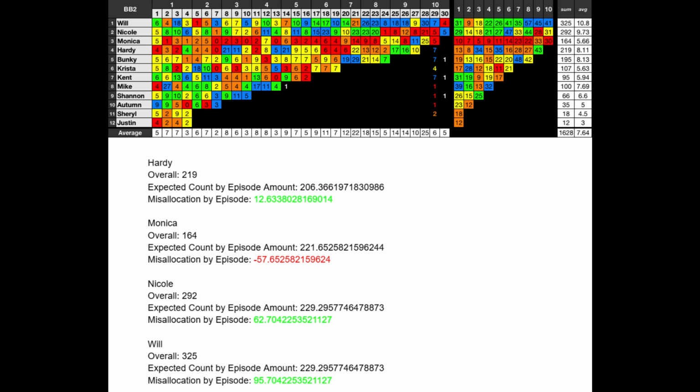Will overall has a 325 diary room count, and the expected count by episode amount for him is 229. This means that his misallocation by episode is 95.7 confessionals, meaning that he has almost 100 confessionals more than he would have had the season and the diary rooms been distributed evenly.